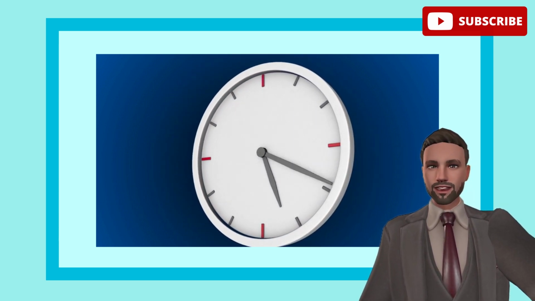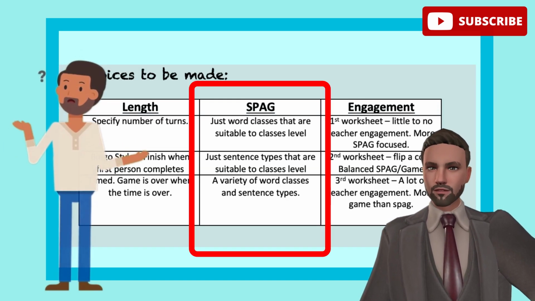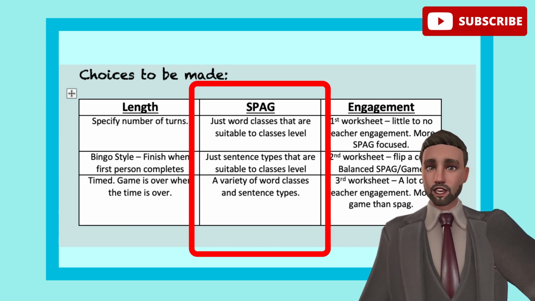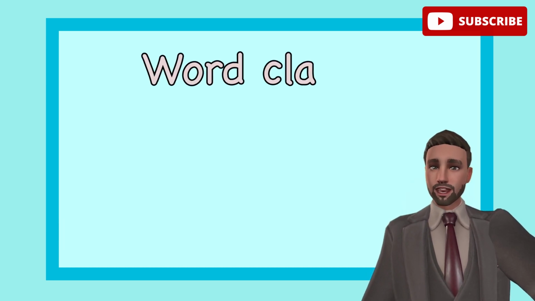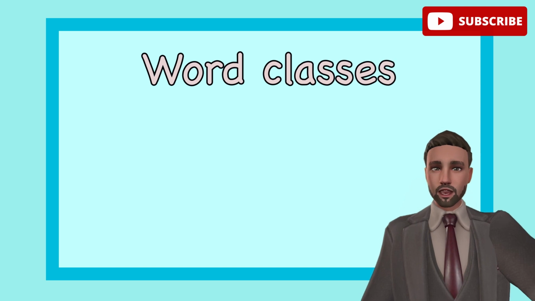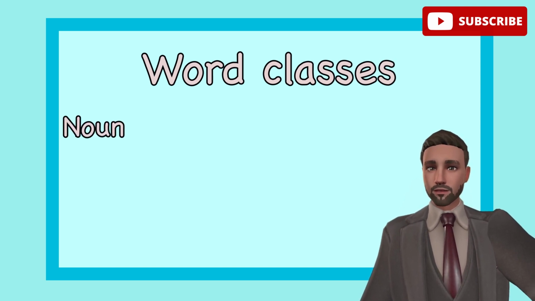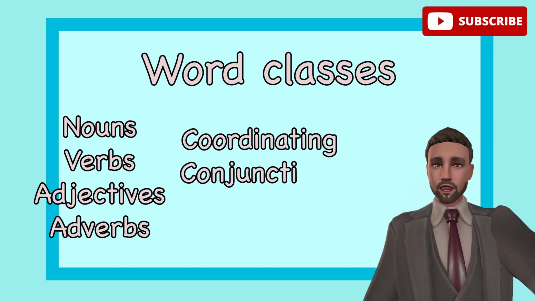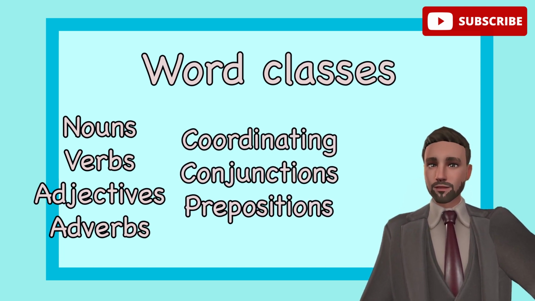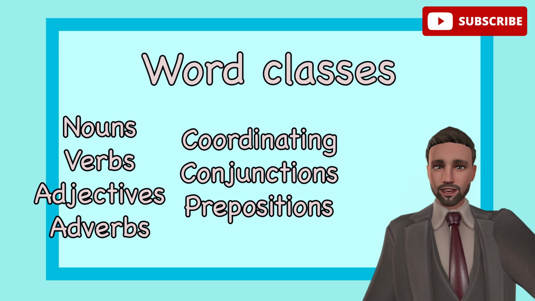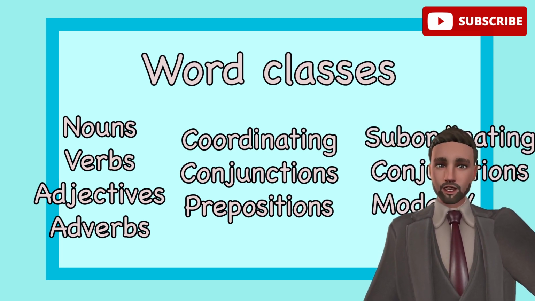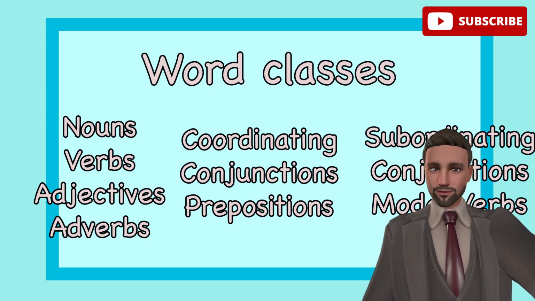The next thing you need to decide is what SPAG features you wish the children to learn, so the children know how to fill in their activity sheet. You can focus on word classes. The word classes are split into 3 different groups. Group 1 includes nouns, verbs, adjectives and adverbs. Group 2 includes all of Group 1, but also coordinating conjunctions and prepositions. And Group 3 includes all of the previous, but also includes subordinate conjunctions and modal verbs.